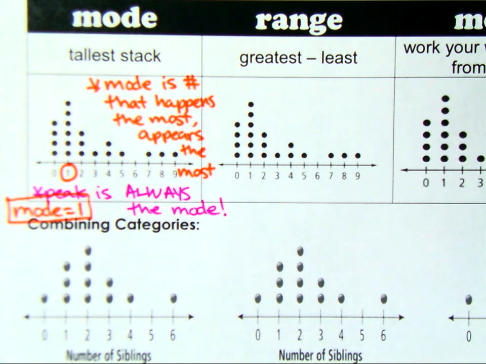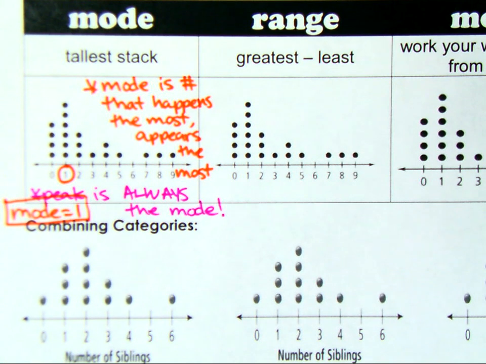And in case you forgot from 6th grade math, there could be one mode, more than one mode if it's a tie, or no mode at all. So if there's no number that repeats more often than anything else, then there's no mode. So something to think about.